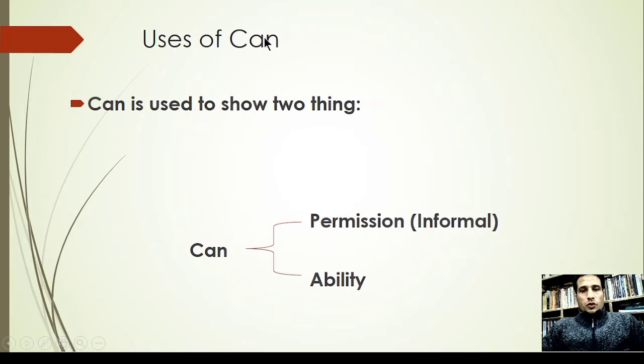So where do we use can and what is the function of can? Can is used to show two things. First, permission: in informal situations, can shows permission. And it also shows ability, the person who is able to do something, so it shows the ability of someone.